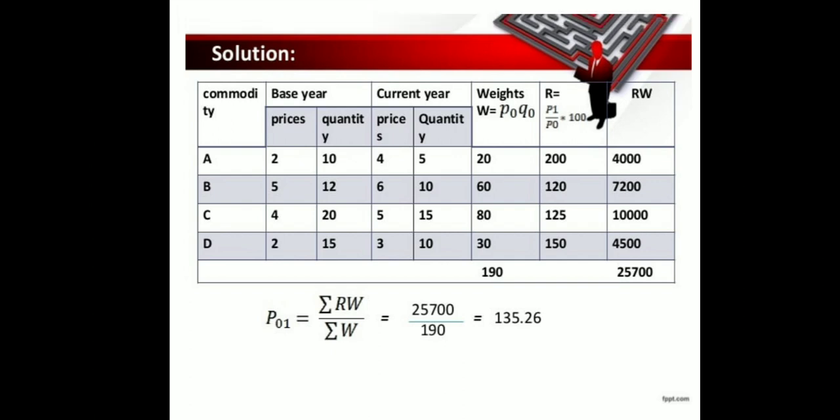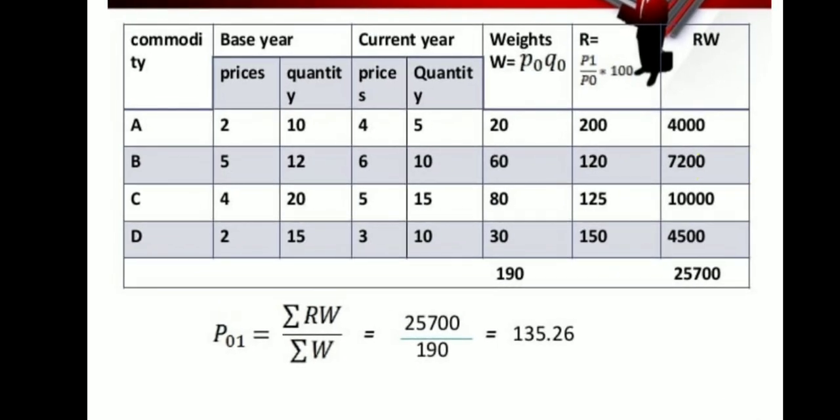Solution. The commodity is given, the base year and the current year. Now take the weights. The weights are P0 Q0, which is from the previous table, so this gives you again 20, 60, 80 and 30, total 190. R equal to P1 divided by P0 multiplied by 100. P1 is the price of the current period and P0 is the price of the base period, and get the product of R into W.